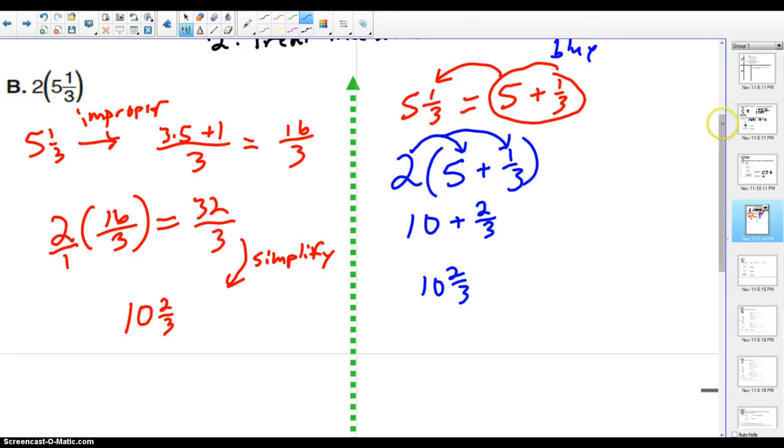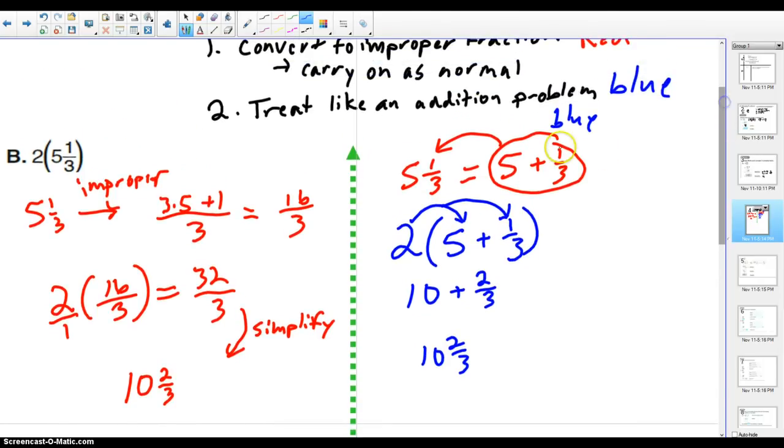What the second way does is it allows us to potentially avoid a lot of the problems that we run into with simplifying. When we simplify much larger numbers, it sometimes becomes hard to figure out what that remainder is going to be and how many times that number can go into it. Both ways will always work. It's just a matter of which way you are more comfortable working with.